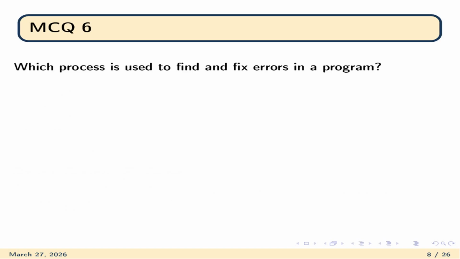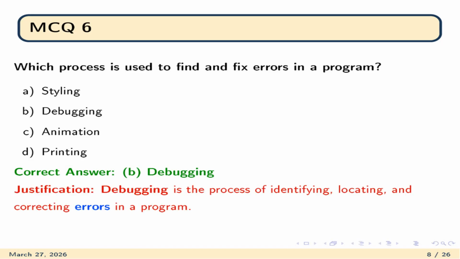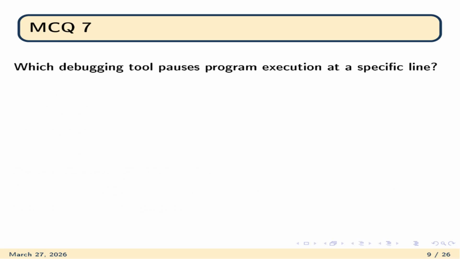Question number 6. Which process is used to find and fix errors in a program? Styling, debugging, animation, printing. The correct option is debugging, because debugging is the process of identifying, locating, and correcting errors in a program. Question number 7. Which debugging tool pauses program execution at a specific line?